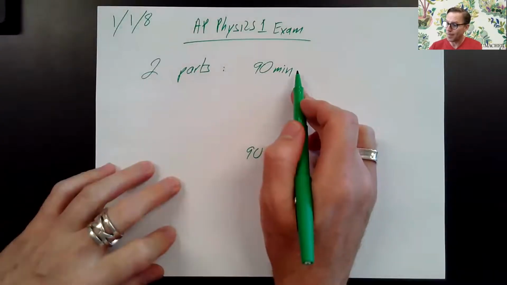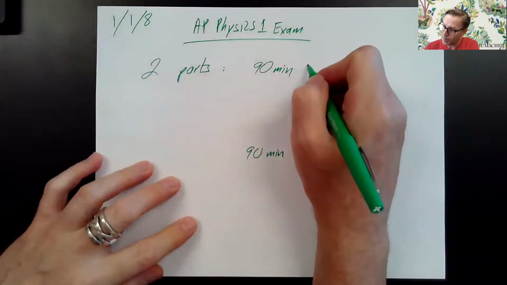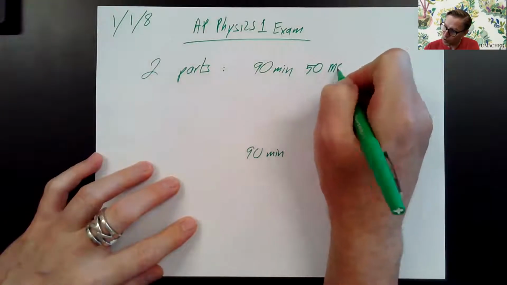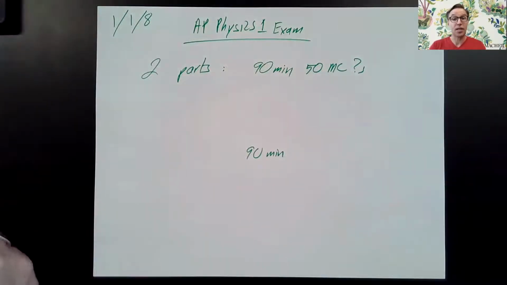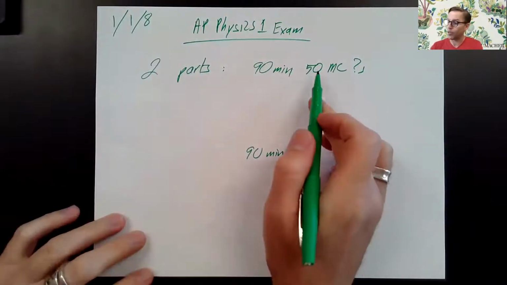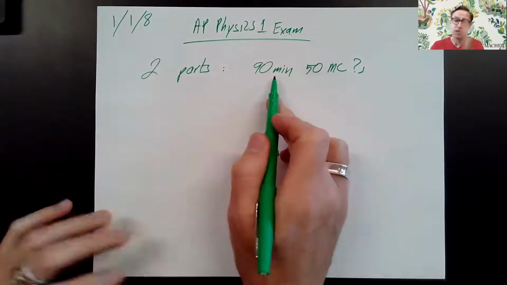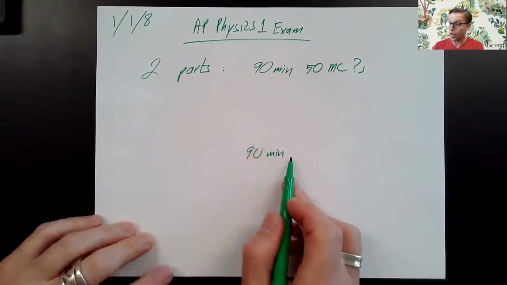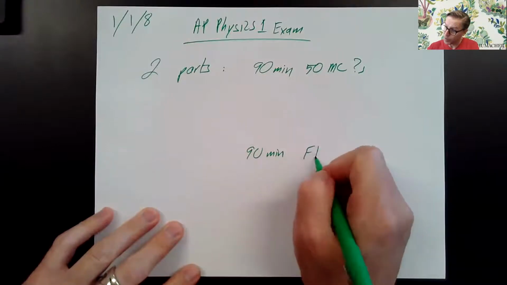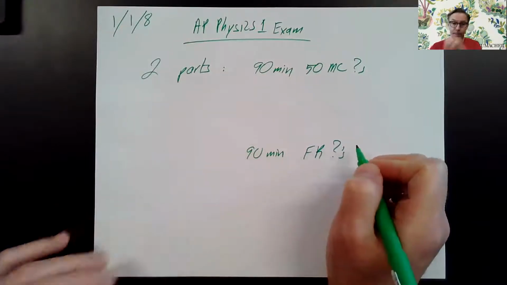So the first 90-minute section has 50 multiple choice questions. That's 50 questions in 90 minutes, almost 2 minutes per question. So there's plenty of time to think about each question. You do those 50 multiple choice questions, you take 90 minutes, and then you have a short little break, and then you have 90 minutes for the free response questions.